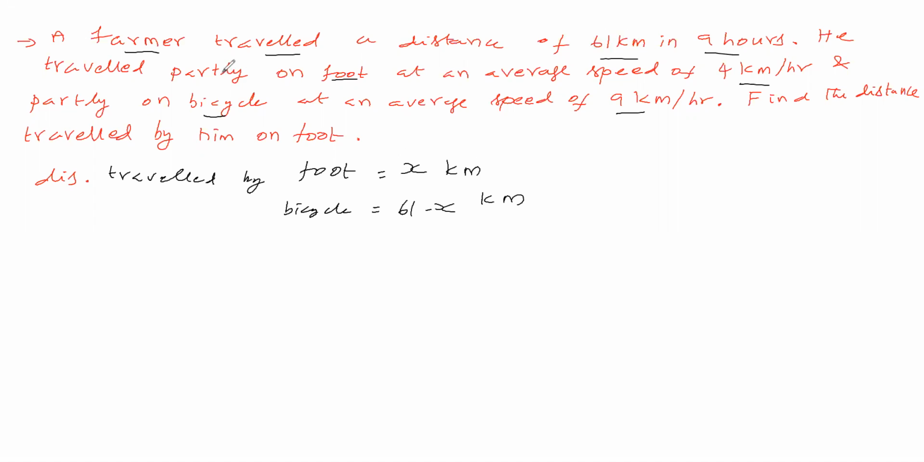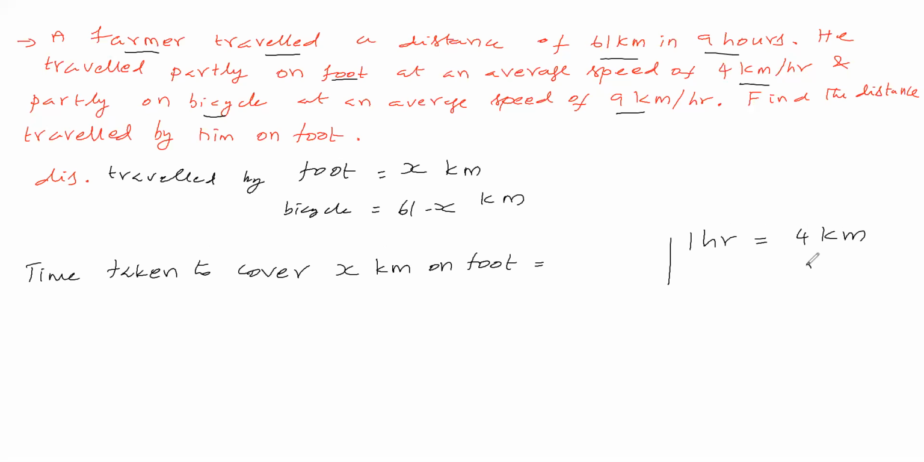Okay, now time taken we will see. The time taken to cover x kilometer on foot is how much? The speed on foot is 4 kilometer per hour. So in 1 hour it travels 4 kilometer. So traveling x kilometer, how much time will he take? That is x by 4 hour he will take.